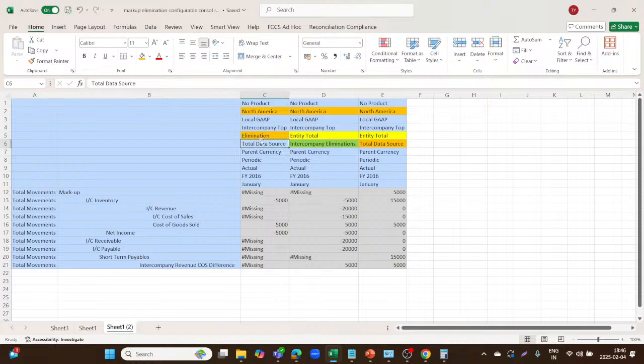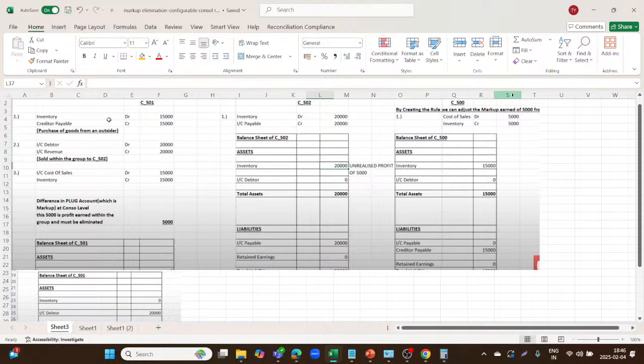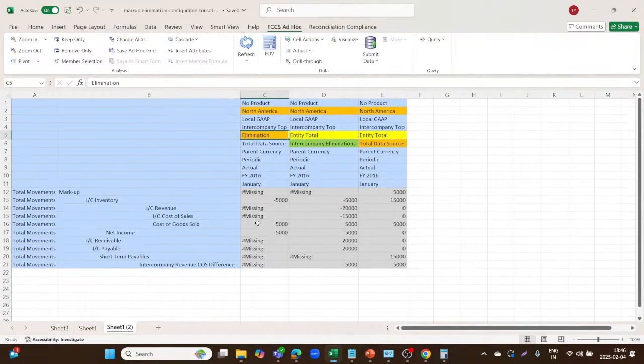What elimination is being done over here, with the help of that rule, is that we want the cost of sales to be debited with 5,000 and inventory to be reduced by 5,000. So you can see cost of goods sold being added with 5,000 and inventory being reduced by 5,000. This is what we wanted, and you could do it by journal entry also, but we have written the rule for this, and it is getting impacted correctly.